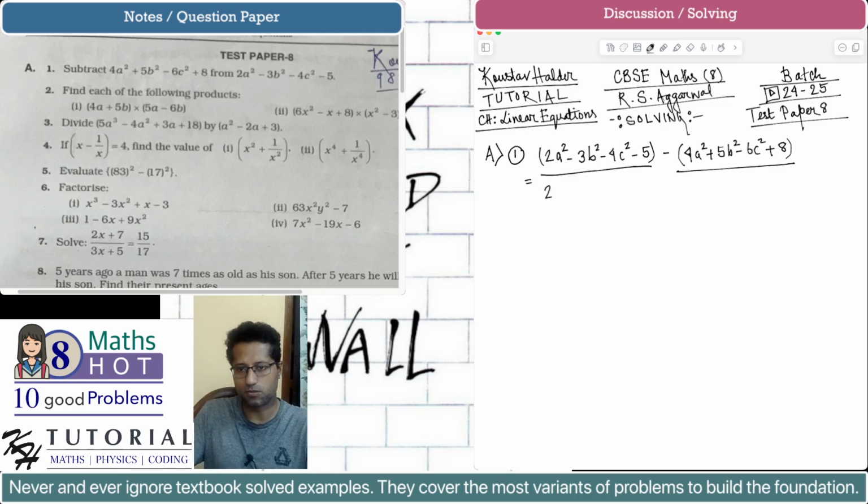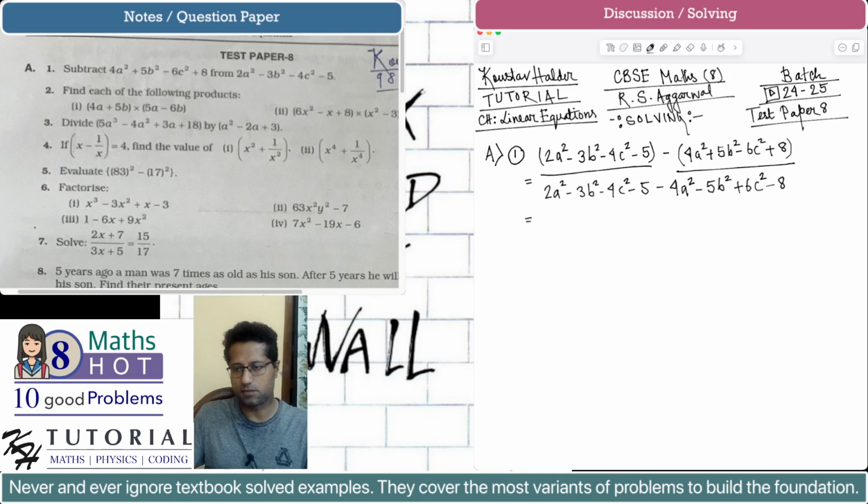So we get 2a square minus 3b square minus 4c square minus 5. But when we open the second bracket, there is a negative sign in front of it, so all the terms inside the bracket will change their sign. So 4a square will become minus 4a square, plus 5b square will become minus 5b square, minus 6c square will become plus 6c square, and plus 8 will become minus 8.